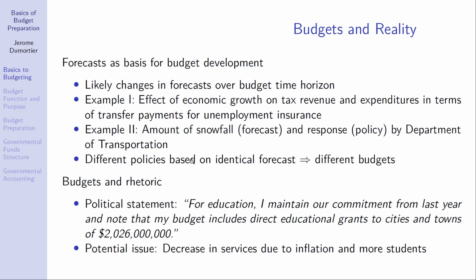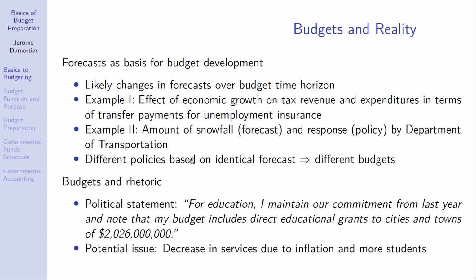You can also think about the amount of snowfall that is forecast for a public roads or public works agency or Department of Transportation. How the Department of Transportation responds to that expected snowfall is actually policy. So there may be different policies based on identical forecasts, and if you have different policies, that also requires different budgets. We also have to think about budgets and rhetoric.